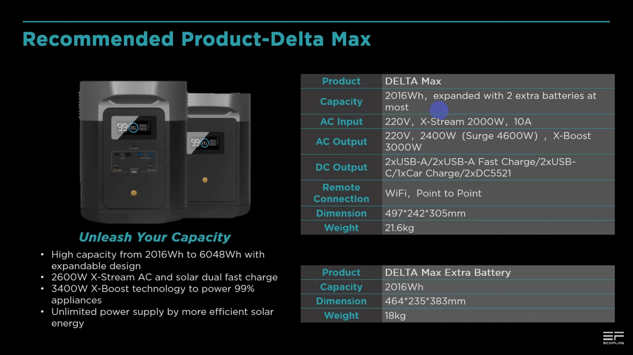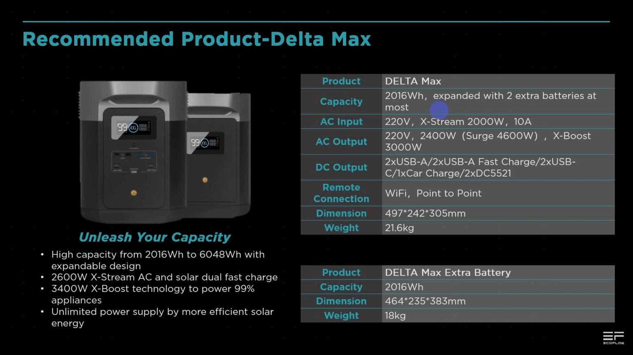The AC input is 2000 watts, AC output is 2400 watts, surge power is 4600 watts. With the X-Boost function, it can drive some of the high power appliances within 3000 watts. It has so many DC output ports, including two USB-A, two USB-A fast charge, two Type-C, one car charge outlet, and two DC 5521. It also supports remote connection, such as Wi-Fi and point-to-point.